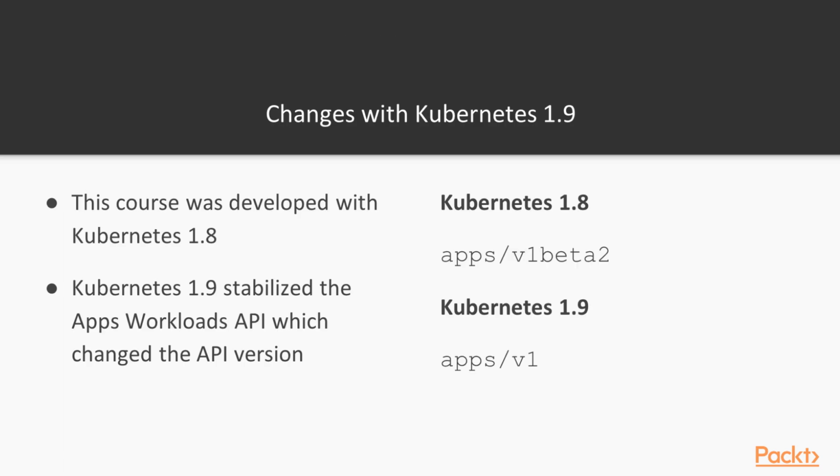This course was developed with Kubernetes 1.8. When Kubernetes 1.9 was released, it stabilized the apps workloads API. This affected the daemon set, deployment, replica set, and stateful set APIs. As part of that process, the API version changed from apps/v1beta2 to apps/v1. The old API version is still available.